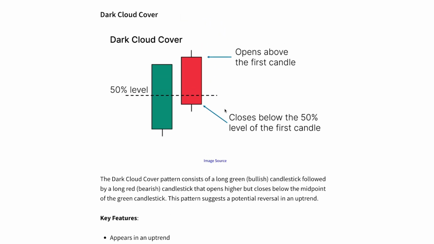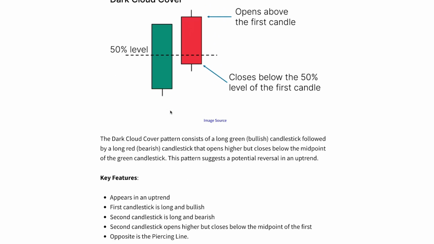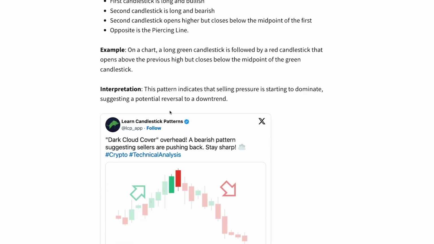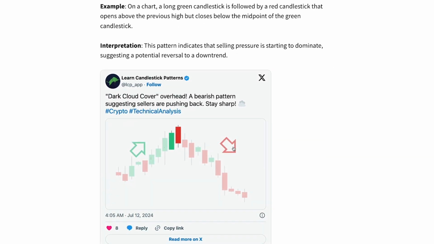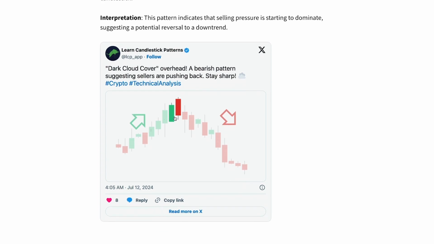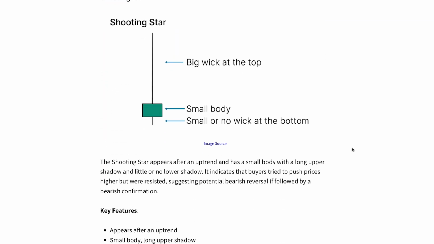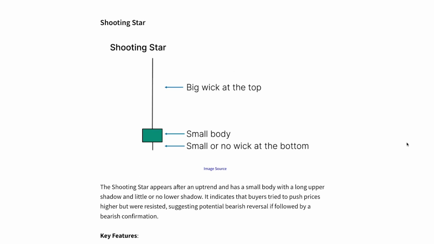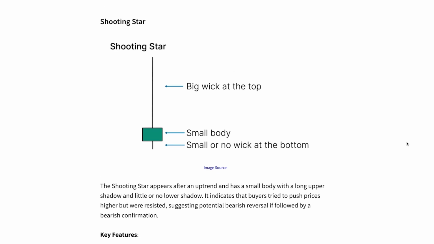Then the source for this image is here, and this is actually a good site that covers this particular candlestick pattern extremely well. And we've got some other posts here on X about that. So that's a dark cloud cover. Here's a graphic of it. So we've got a bullish candlestick followed by one that opens higher but closes below the midpoint, which could be indicating that the trend is reversing. And then we've got shooting star, another bearish one here.